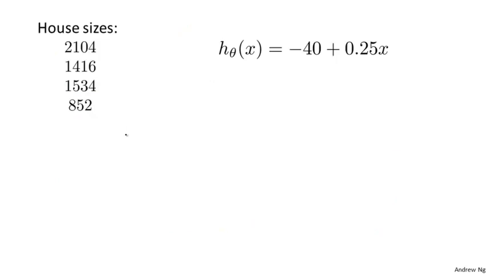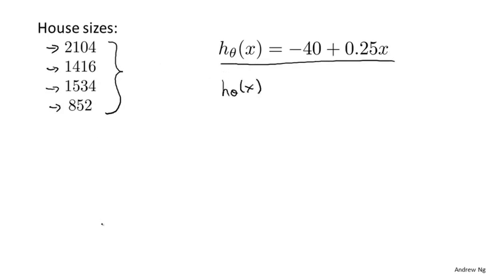Finally, let me show you a neat trick. Let's say we have a set of 4 houses, so 4 houses with 4 sizes like these, and let's say I have a hypothesis for predicting the price of a house. And let's say I want to compute h of x for each of my 4 houses here. It turns out there's a neat way of applying this hypothesis to all of my houses at the same time. It turns out there's a neat way to pose this as a matrix vector multiplication.